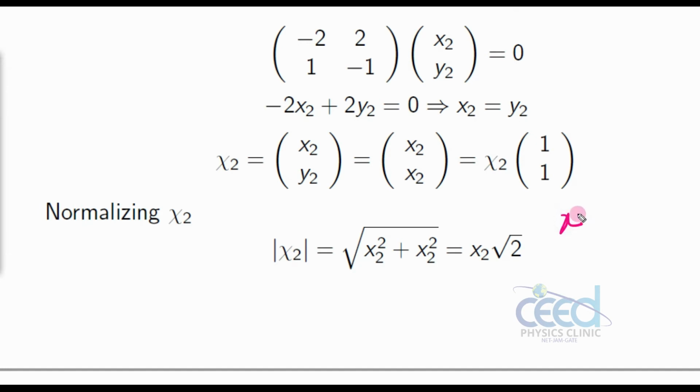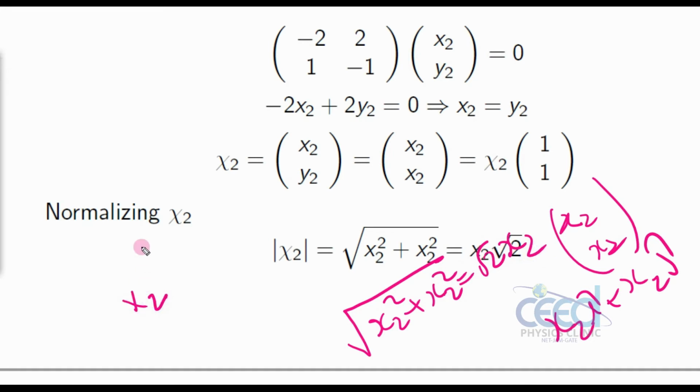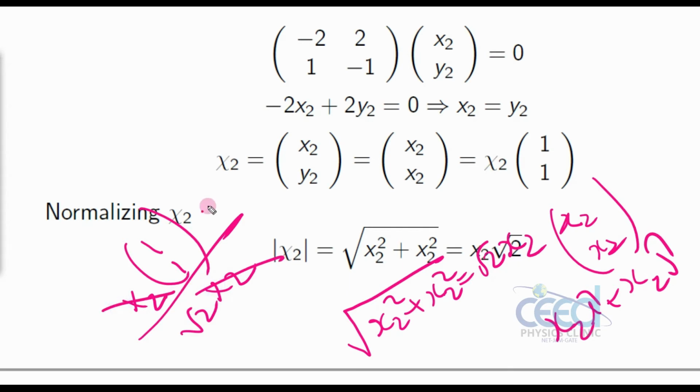When normalizing this, I can write this vector as x2 I cap plus x2 j cap. When I take the magnitude, that is root of x2 square plus x2 square, that is root 2 x2. So 1 1 divided by the magnitude root 2 x2, then x2 cancels, so 1 by root 2 into 1 1. So this is the second eigenvector.